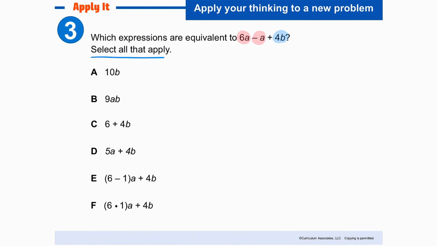6a minus 1a. Oh, you guys, I need to get with the program here with my markers. 6a minus 1a is 5a, and then we're just going to bring down the 4b, right? Do I see that anywhere on my answer choices? Yep, I do.